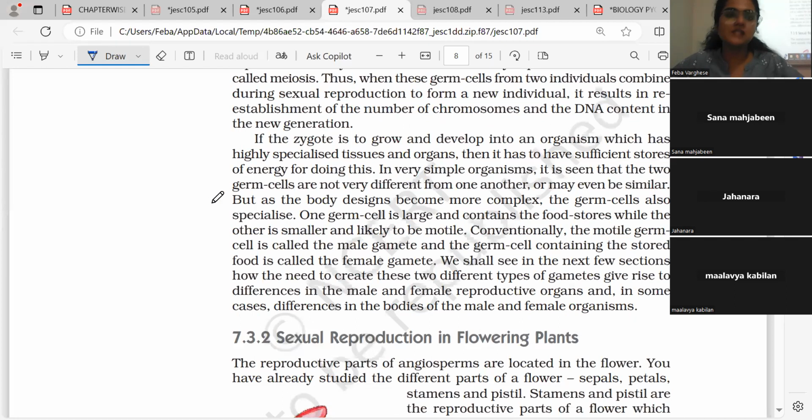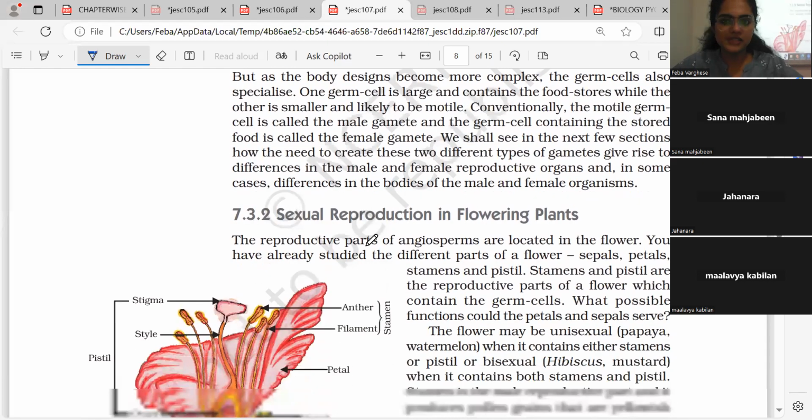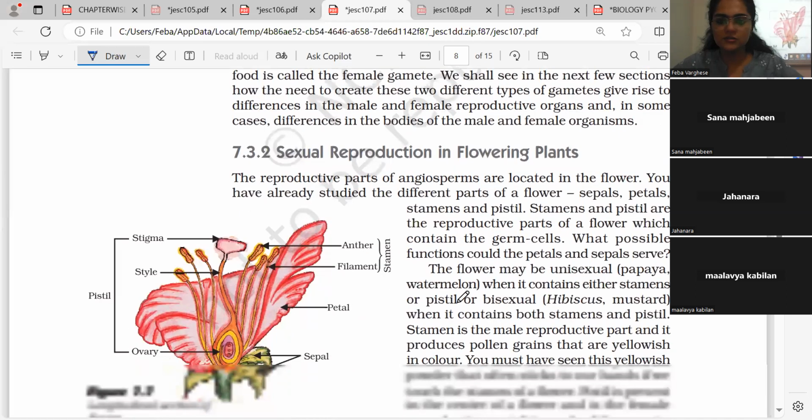Yes, now about the germ cells. The egg is non-motile. What about the sperms? Sperms are motile. Yes, they have got mitochondria. They have got the tail. Mitochondria is going to provide energy. The tail is helping it in moving forward. Okay, that's about the structure, and we'll see more about it in the later parts.